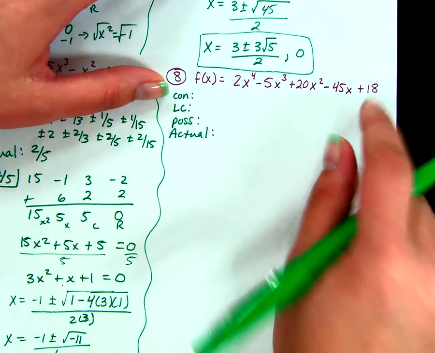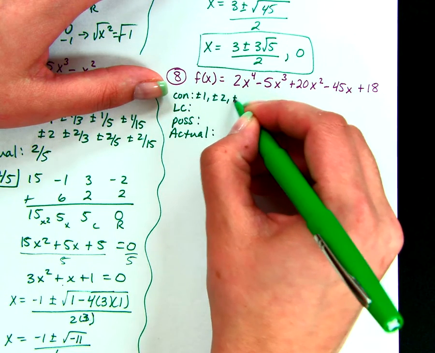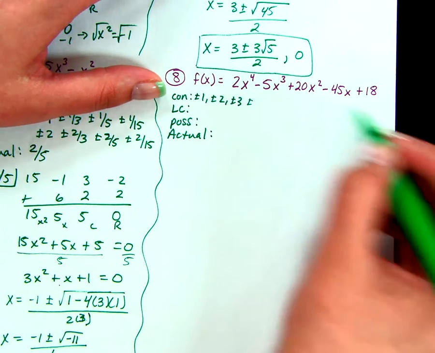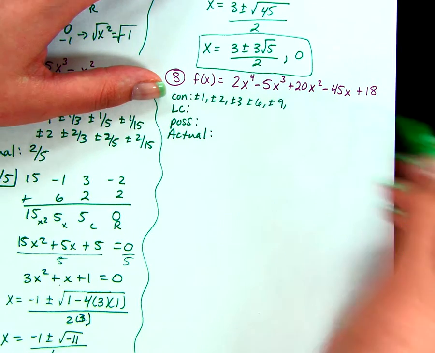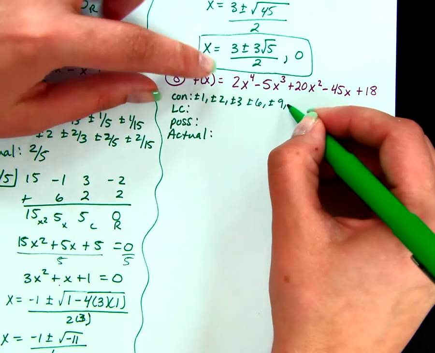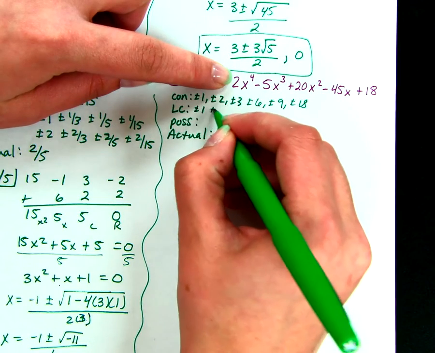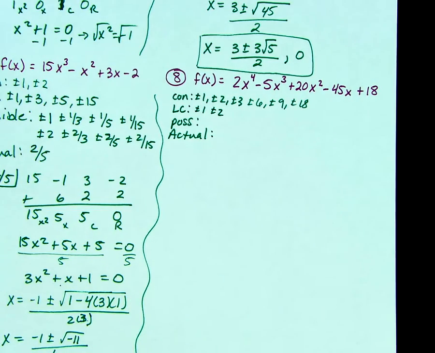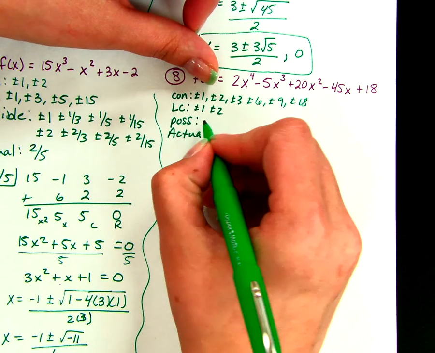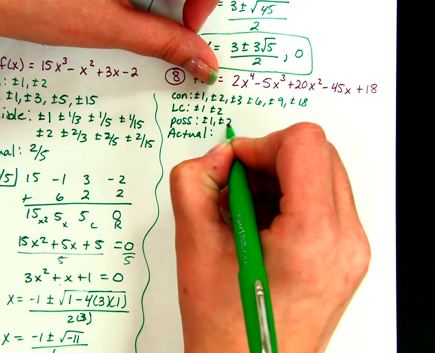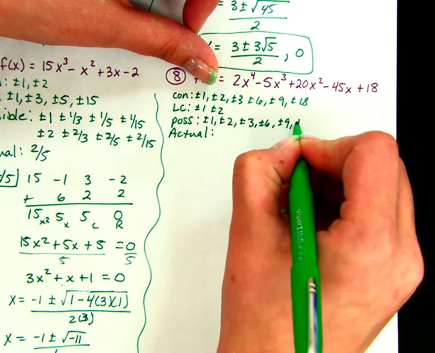Okay? So factors of our constant will be 1, 2, 3, 6, 9, and 18. And then our leading coefficient will be 1 and 2. So for the list of possibilities, again, I'm going to take each one of these numbers and divide it by 1. So that will be 1, 2, 3, 6, 9, and 18.